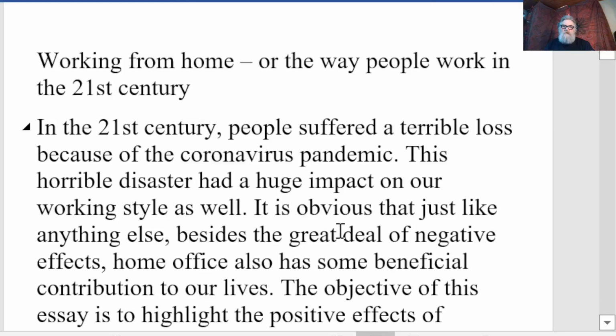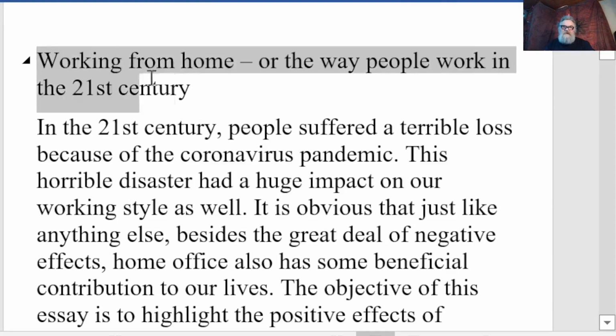Working from home, or the way people work in the 21st century. I like the title again. The title's good. In the 21st century, people suffered a terrible loss because of the coronavirus pandemic.